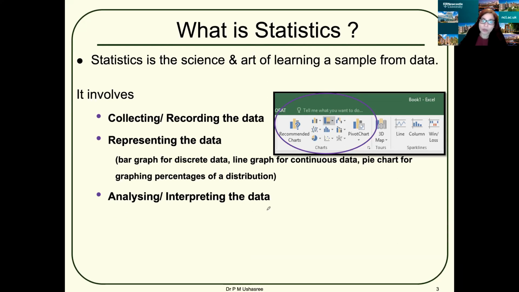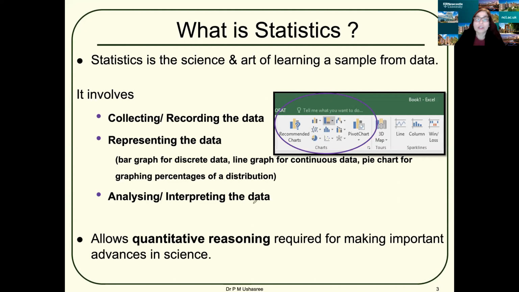This allows the quantitative reasoning required for making important advancement in science. In simple words, in biology and chemistry, it is all about collecting experimental data, representing it in a graphical way, then studying or analyzing it, and finally interpreting it quantitatively to predict the future and make important advancement in science.